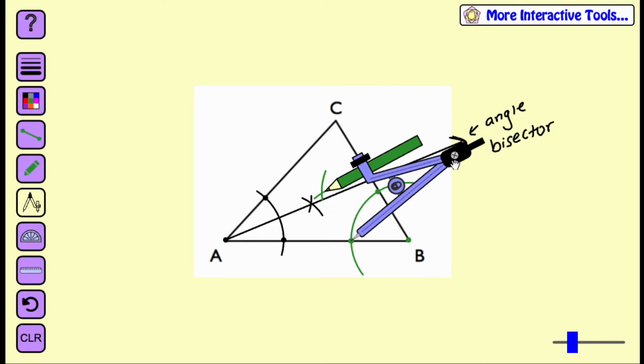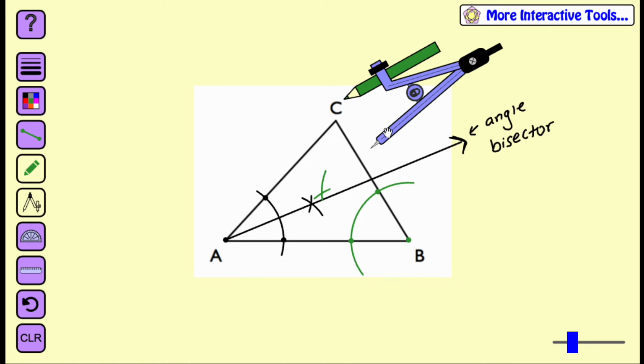Now, if my arcs don't intersect, that means I need to go back and extend them, and if so, that's fine. And then our last step is to, with our straight edge, draw a line that goes from our vertex straight through that intersection. And again, I know that this is an angle bisector.